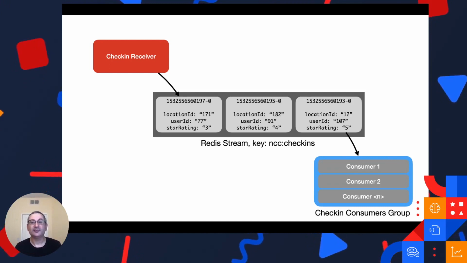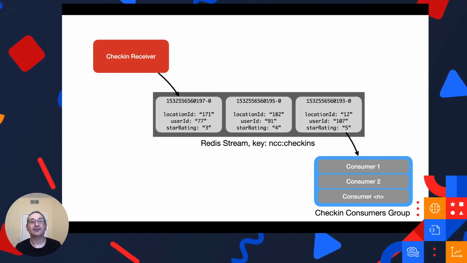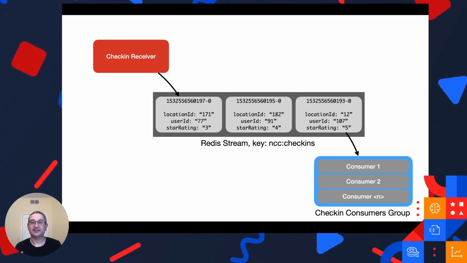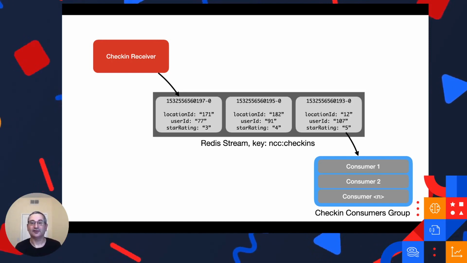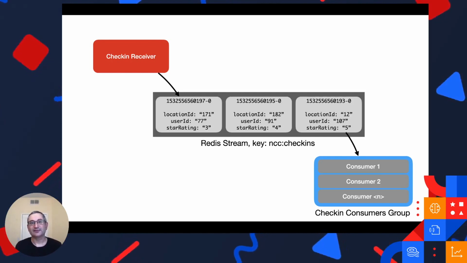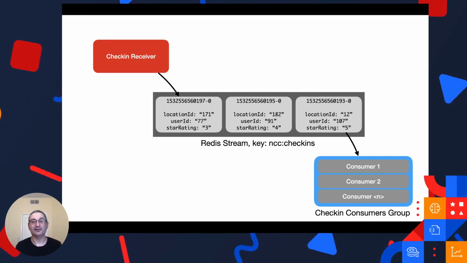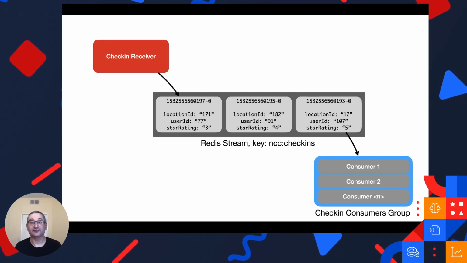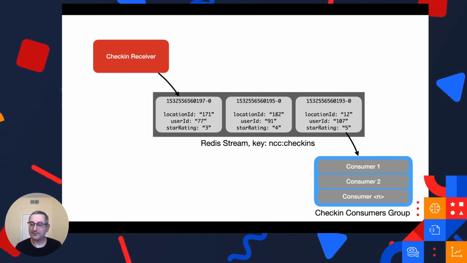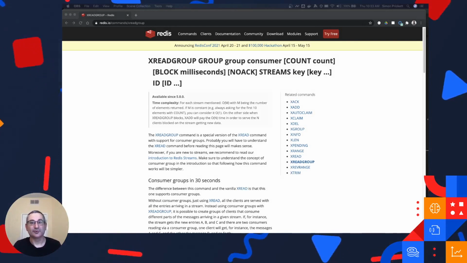So here we are going to replace our check-in processor component that was single-threaded and used the xread command with a series of instances of a consumer group processor. In Redis, a consumer group allows a single virtual consumer identified by a consumer group name to be comprised of several instances of a consumer that work together. And there's a new command for that: xreadgroup.